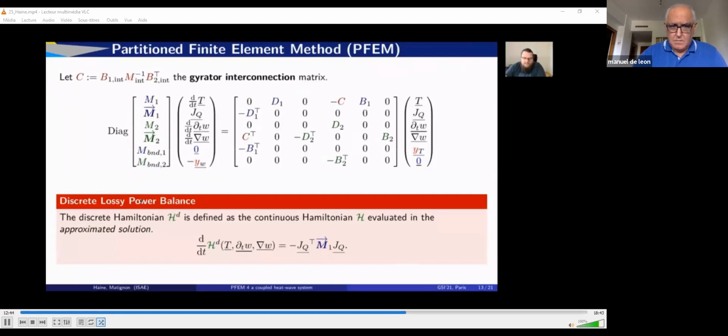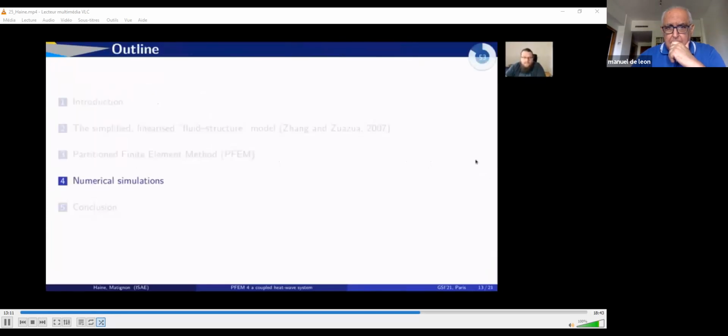And finally, the discrete Hamiltonian, defined as the continuous one evaluated at the approximated solution, satisfies this discrete lossy power balance, which says that the variation in time along the solution is exactly given by minus the heat flux squared. So this mimics perfectly the continuous power balance.